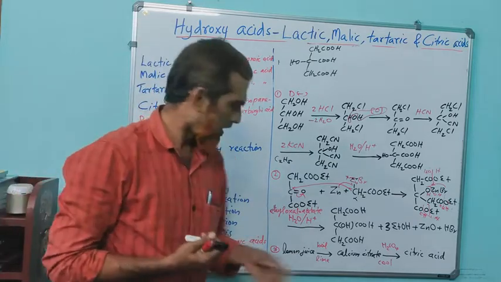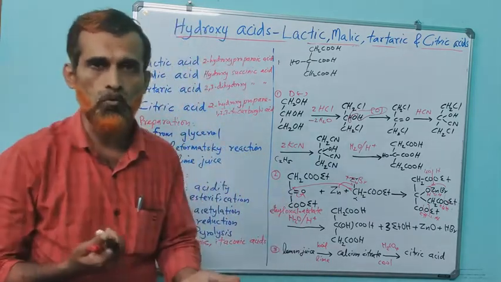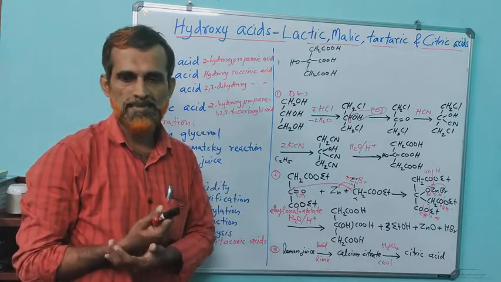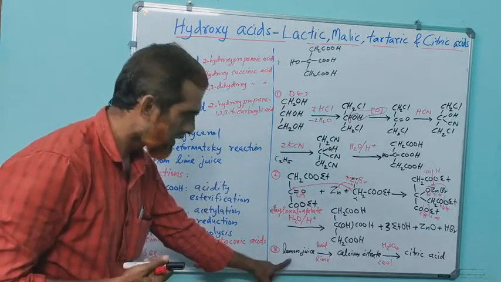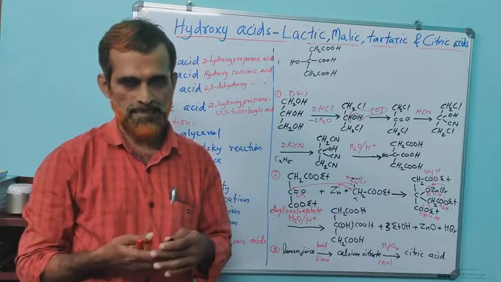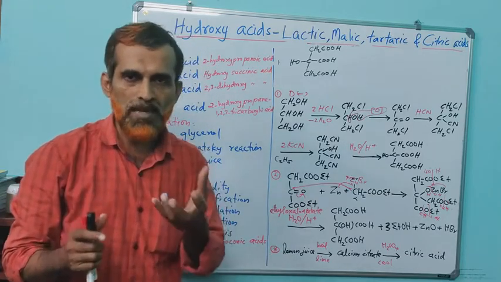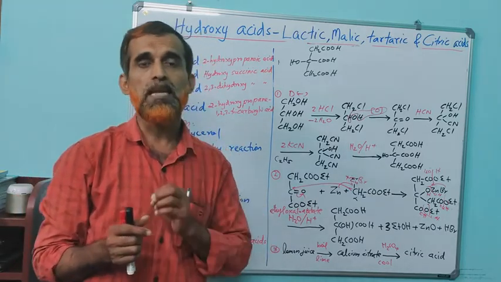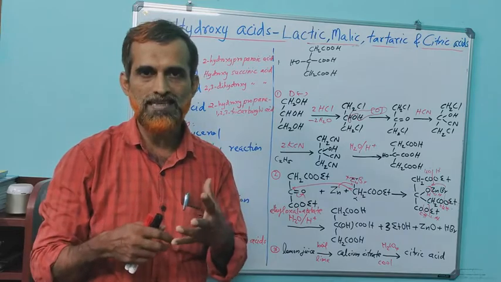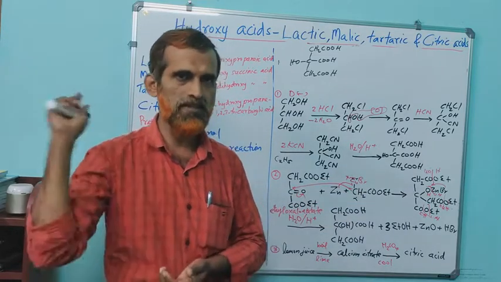Finally, from lemon juice you can isolate citric acid. How? How is citric acid obtained from lemon juice? Lemon juice contains roughly 6 to 10% of citric acid. First thing is you boil it. On boiling, protein present in lemon juice gets coagulated and it can be filtered off. So protein is removed.